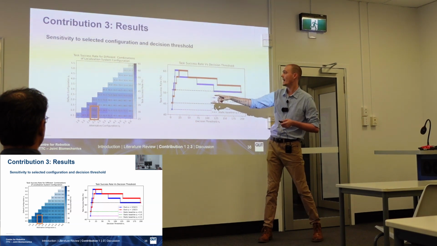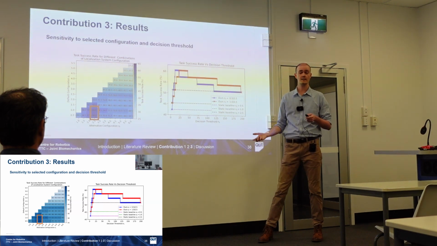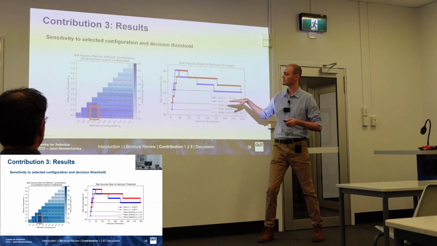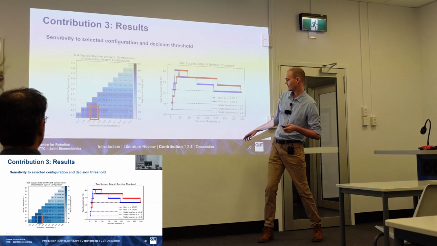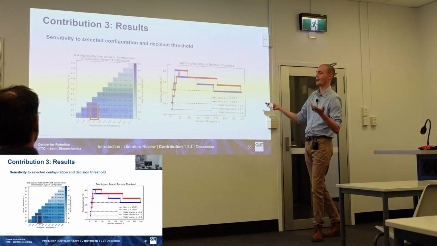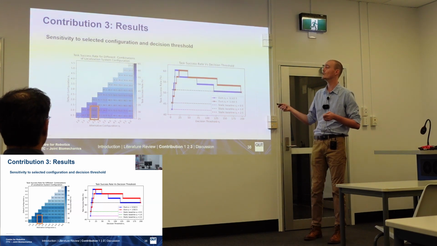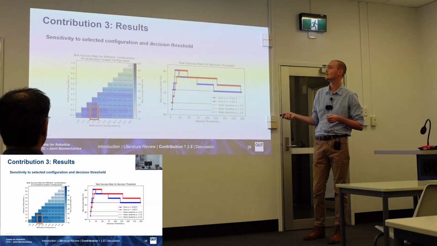And the range of decision thresholds where we outperform the underlying configurations, which are represented by these horizontal lines, is quite enormous. It's like 100 different values will provide an improvement over the baseline. So it's nowhere near as sensitive to the decision point as it is to the underlying configurations.